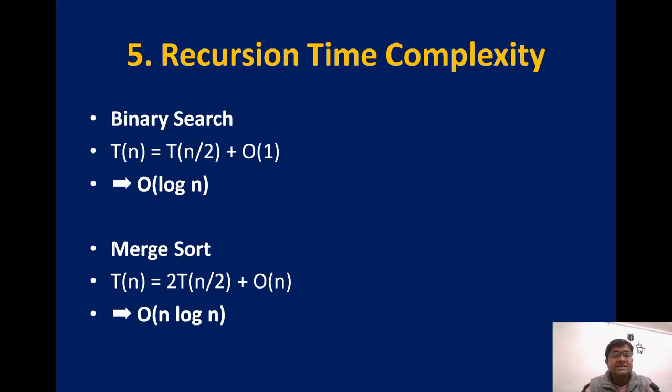The next type is recursion complexity. Here you have binary search and merge sort. For binary search, T of n is equal to T of n by 2 plus O of 1, which gives you O of log n. And for merge sort, T of n is equal to 2T of n by 2 plus O of n, which gives you O of n log n.